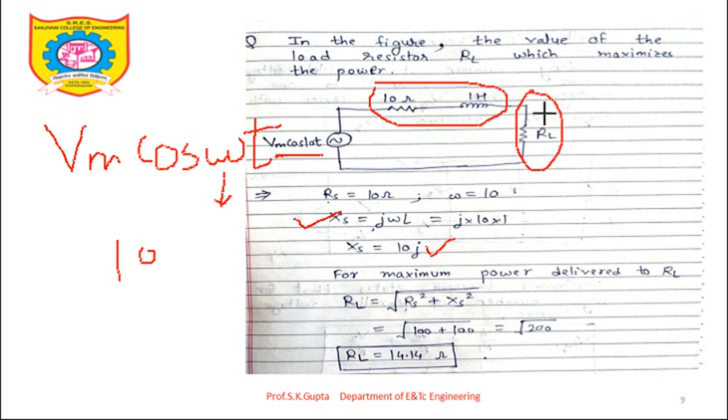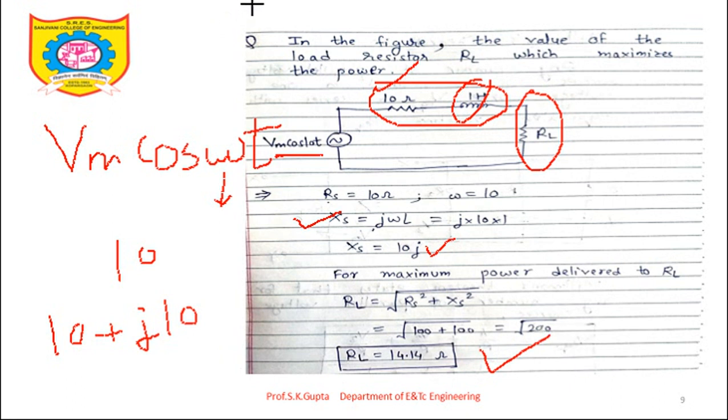So in that case, for maximum power delivered, it will be under root Rs square plus Xs square. Our source impedance is 10 plus resistance plus inductive impedance j10, where j is the complex number. So it will be under root 10 square plus 10 square, that means under root 200, and under root 200 value is 14.14 ohm. So this was the question asked in one of the prestigious exams.